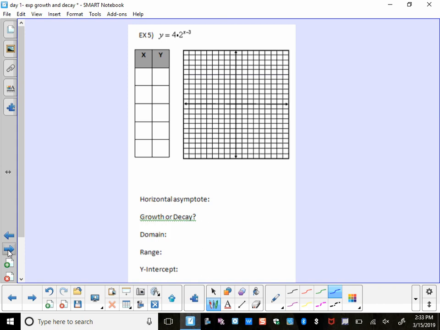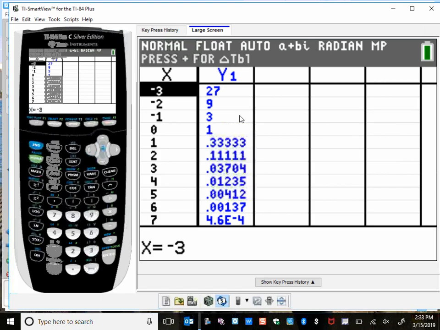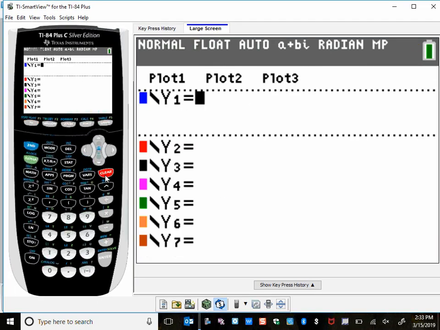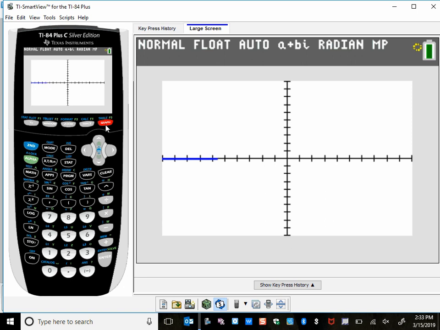Alright, look at example 5. I want you to grab your calculators. Clear it out. Let's type this in. For this one, your exponent, you must put in parentheses. So I have 4 times 2 to the power, so use your caret key. And I want you to do parentheses x minus 3, close parentheses. If you don't put your exponent in parentheses, your answer will be completely different and wrong. Let me know if you have this graph.